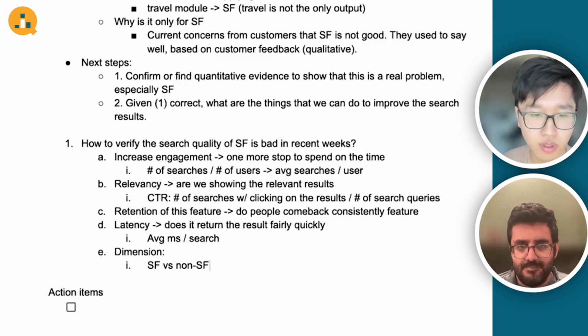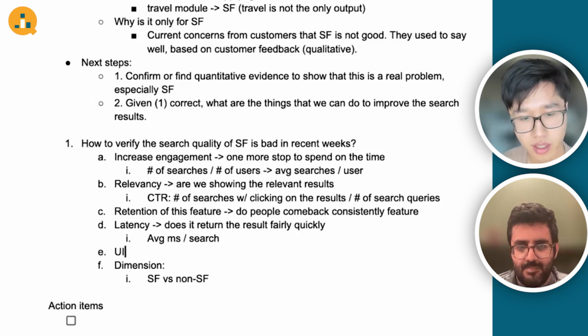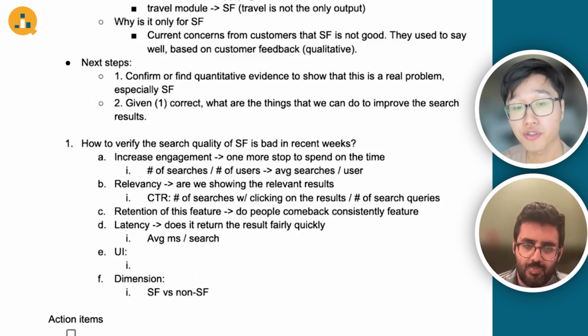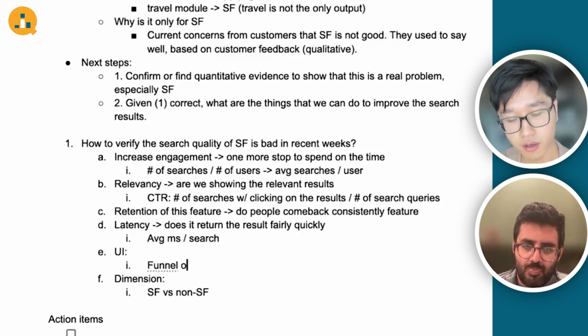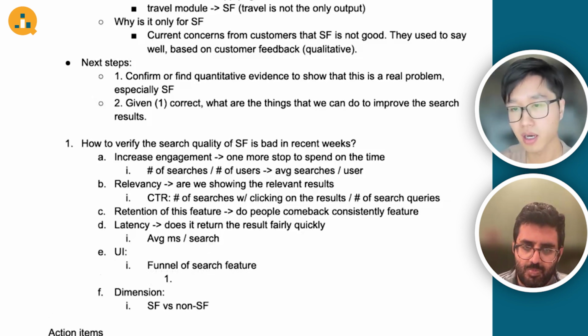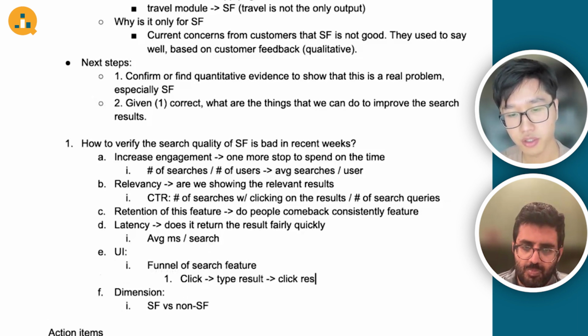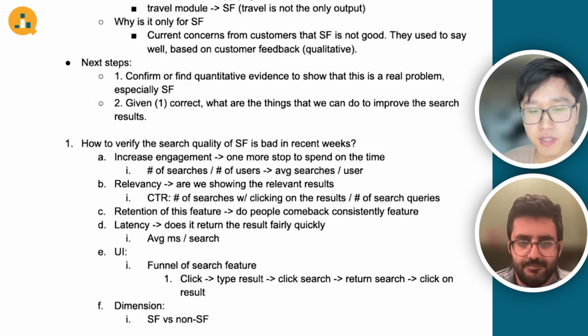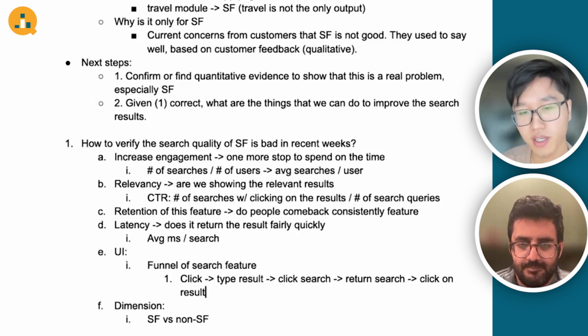And actually, I just thought of one more, which is the UI. You could have some bugs or changes in the UI, and so you might have an issue there, but you don't know. So one thing we can check for UI quality is the funnel of the search feature. Basically how many people click on it, and then type a query, and then click search, return results, and then click on the result. So this is a much more general framework to have a funnel perspective on how the search quality changes over time as well. Does that make sense?